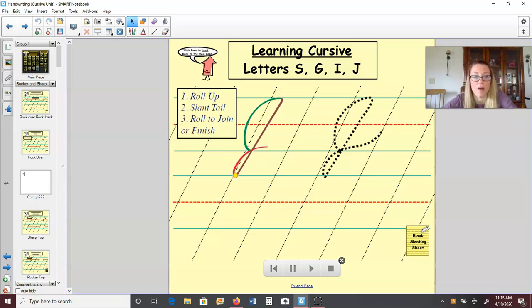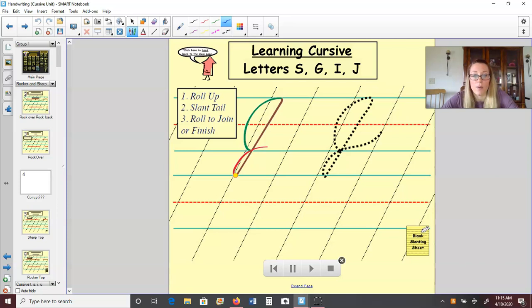Okay, so the uppercase J has 3 strokes to it, as you can see in that corner box. It tells us that we're going to do a roll up, a slant tail, and then a roll to join or finish the letter. Now, I'm going to try my best to draw these uppercase cursive letters, because I have to use my finger and my mouse on my keypad here, and so it's a little trickier than when I have a smartboard in front of me.